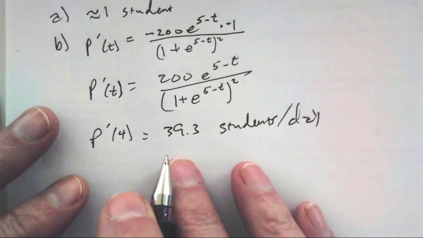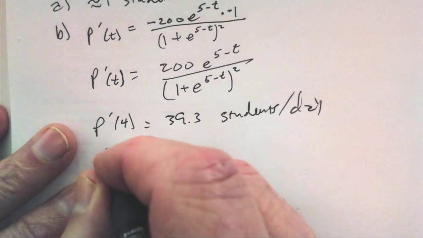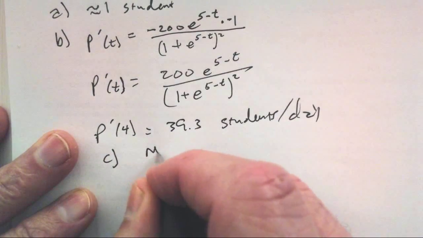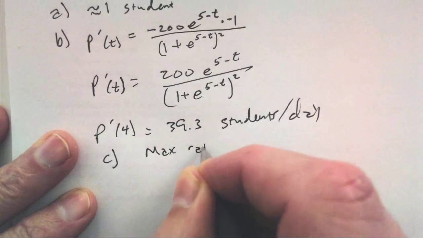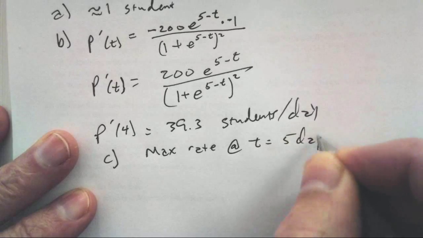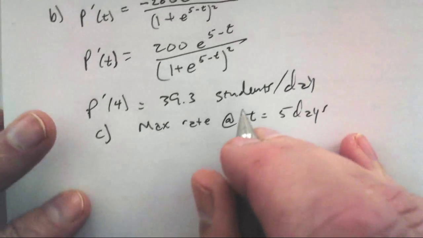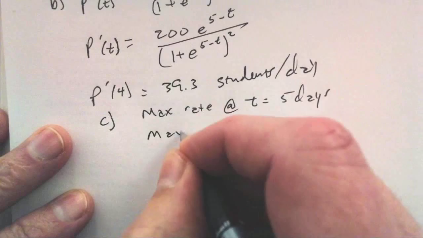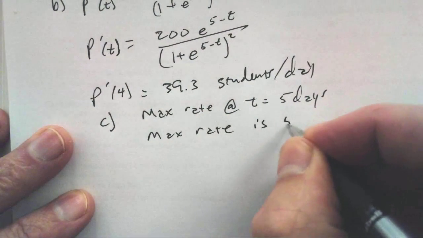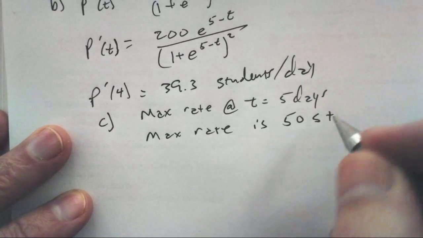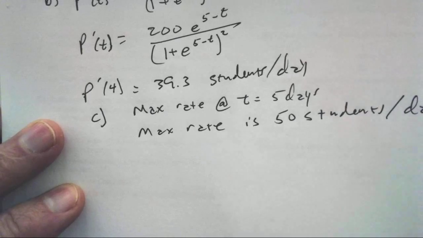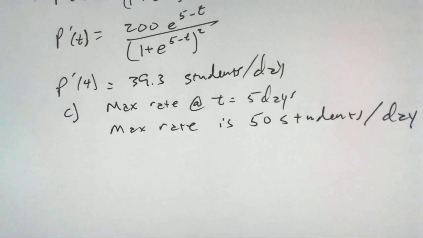So when will the rumor spread at its maximum rate? C, part 1 is max rate at t equals 5 days. And what is the maximum rate? Maximum rate is 50 students per day. So kind of a cool problem there.